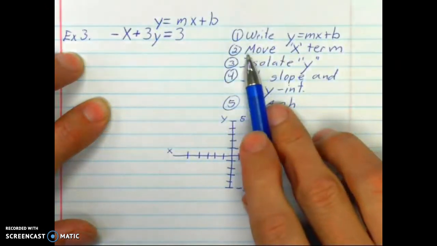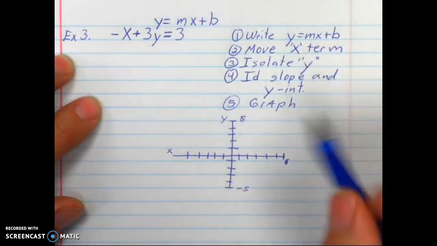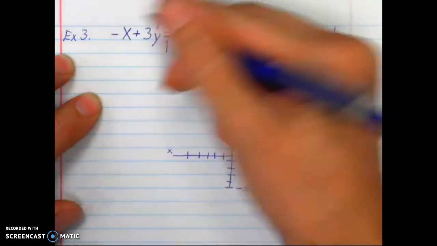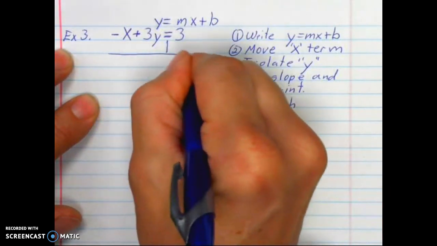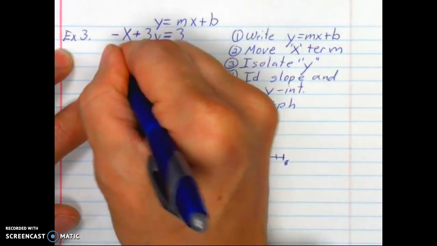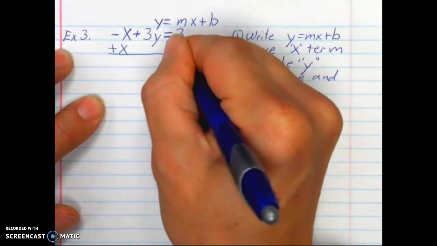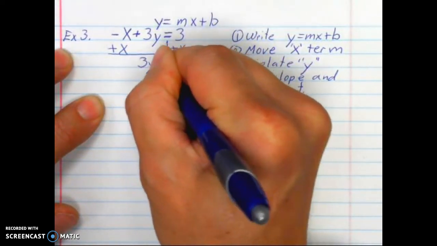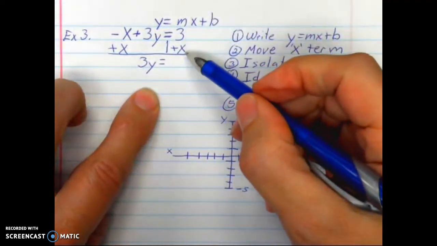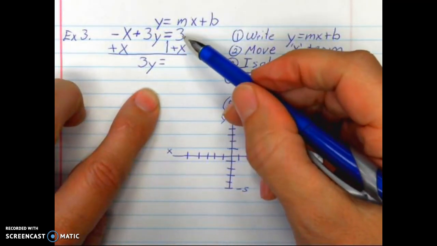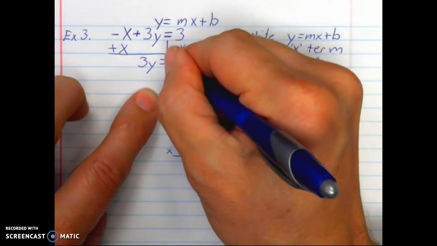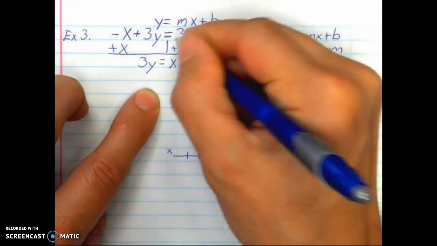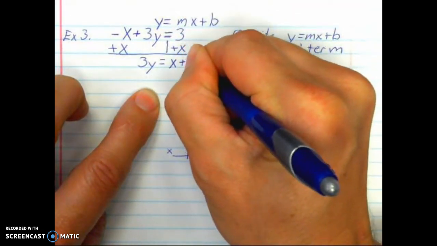All right, move on to step 2. Step 2 is move the x term. Well, I have a negative x, so I'm just going to go positive x. Positive x. Drop down the 3y. Drop down my equal sign. And remember, this is an x, that's a 3. Do not combine them. So it just becomes an x. That's a positive 3. Go plus 3.